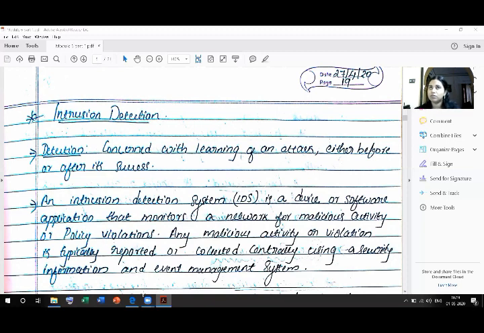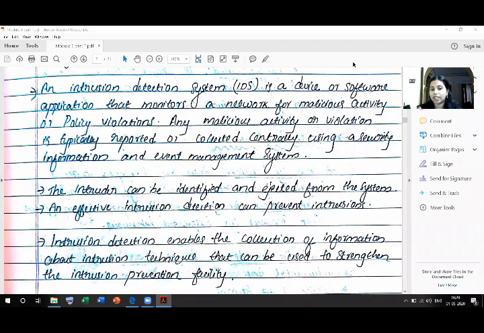The approaches to intrusion detection are mainly two types: statistical and rule-based. Other than these two, we have distributed anomaly detection. In an intrusion detection system, the intruder can be identified and ejected from the system. An effective intrusion detection can prevent intrusions. Intrusion detection enables the collection of information about intrusion techniques that can be used to strengthen the intrusion prevention facility.